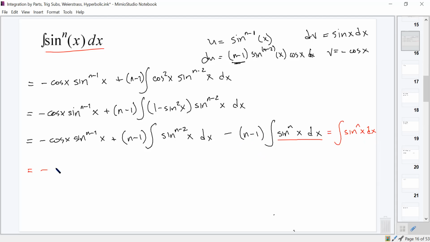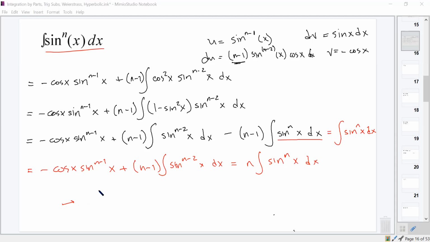So we should end up with negative cosine x sine to the n minus 1 of x plus n minus 1 integrals of sine to the n minus 2 of x dx is equal to n integrals of sine to the n of x dx. And if we want to know what the integral of sine to the n of x is, we just need to divide everything by n. So this should tell us that the integral of sine to the n of x dx is equal to all of this stuff divided by n.